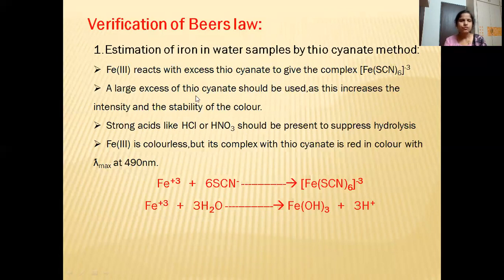A large excess of thiocyanate should be used, as this increases the intensity and the stability of the color. And here we have to add acids also, either hydrochloric acid or nitric acid, to suppress the hydrolysis. So in the equation you can see Fe+3 reacting with 6 moles of thiocyanate ion to form hexathiocyanate iron(III) complex, which is red in color. Whereas iron, which undergoes hydrolysis, forms ferric hydroxide. So we need this red colored solution which measures the intensity of the light.